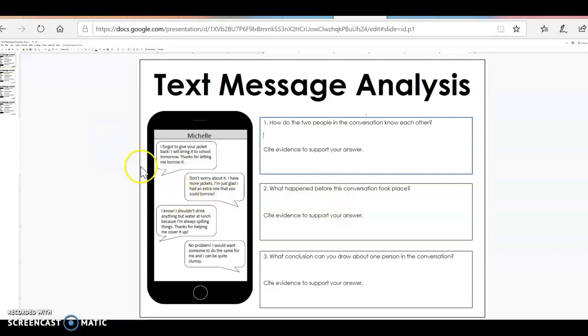So here's how you do it. You have three of these to do. I'm sorry, four of these to do, but we're going to do one of them kind of together first. So if you pay attention to this one, you'll have the answers for this one. Okay, so if we read these, we see that this is from Michelle.